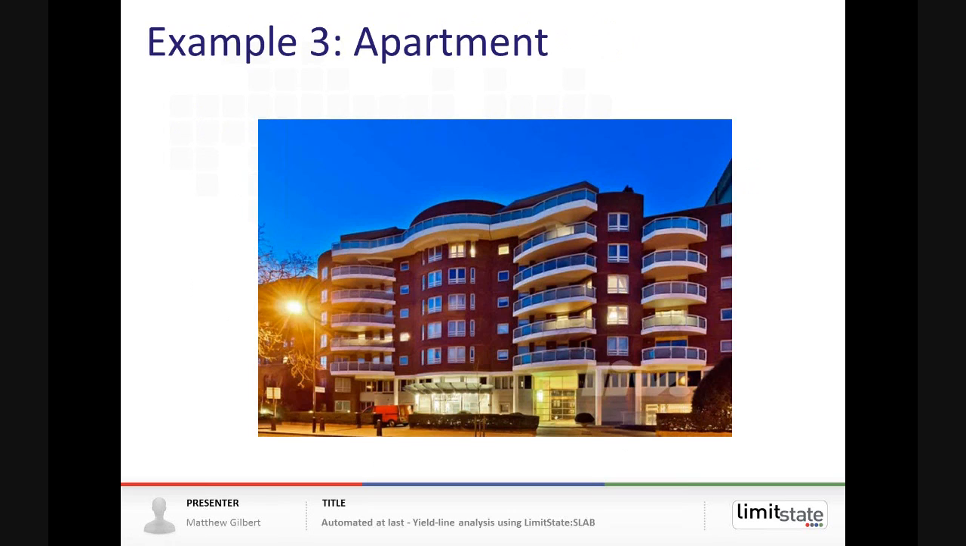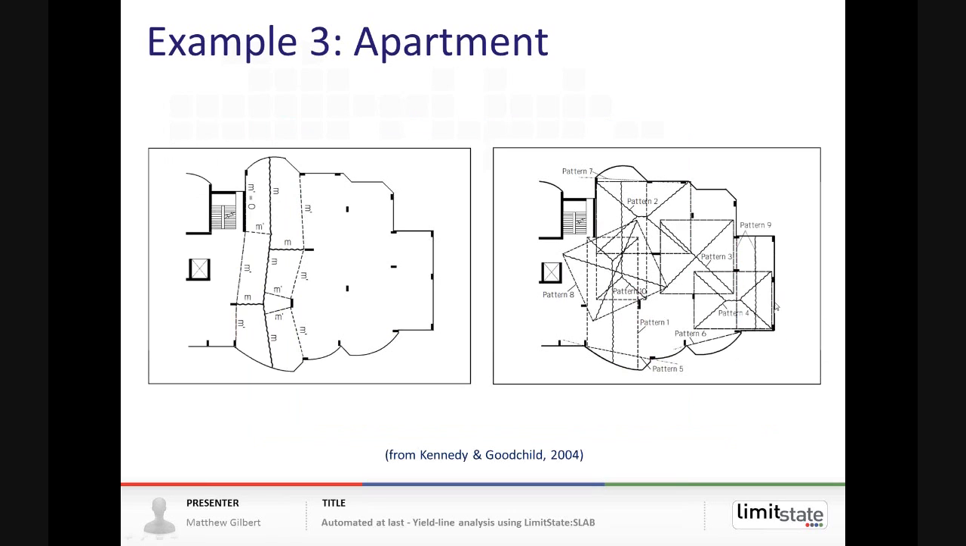Okay, so the last example that I'm going to show you is a slab in an apartment block. The particular apartment block was looked at in the Kennedy and Goodchild 2004 guide, and what they proposed is that a large number of potential failure mechanisms or yield line patterns were checked, and the most critical one of those clearly used in the design.